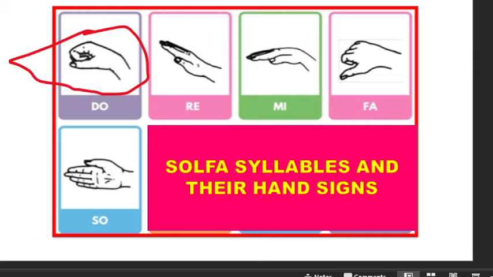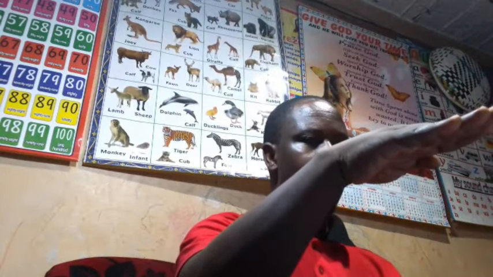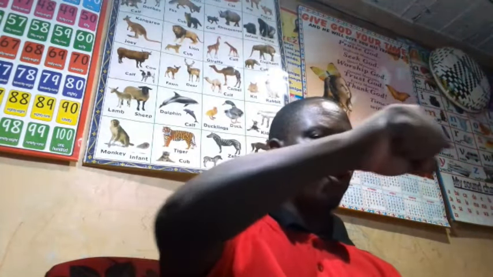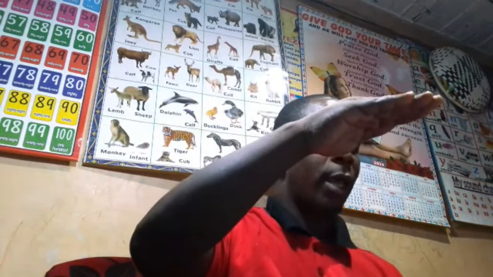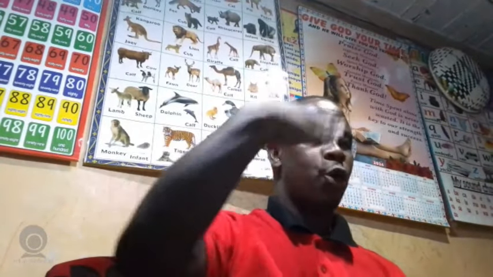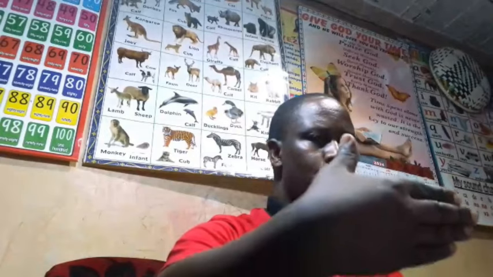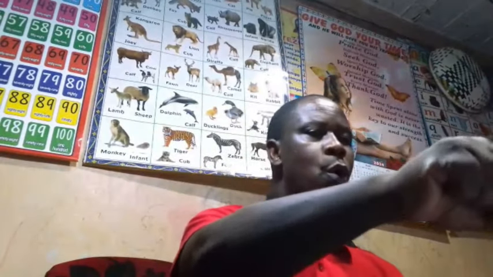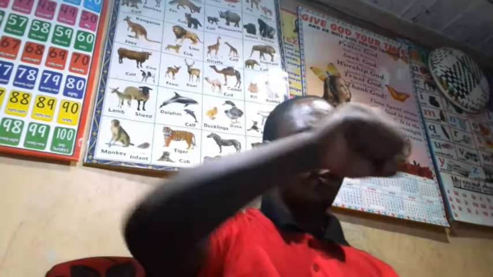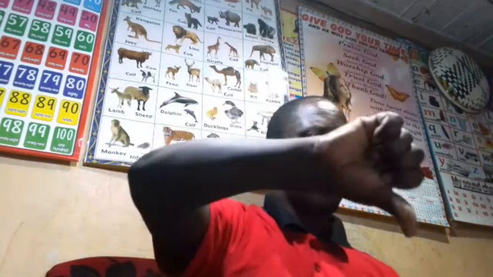Then we have re. That's re. Then mi. So do, re, mi. This is what we are talking about, the first three. Do, re, mi. Then fa. That's fa. Then so. Fa, so. Do, re, mi, fa, so.